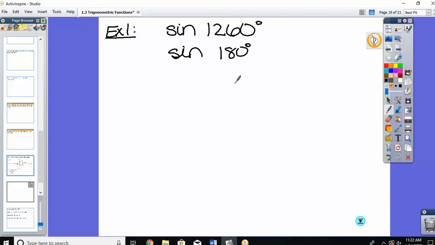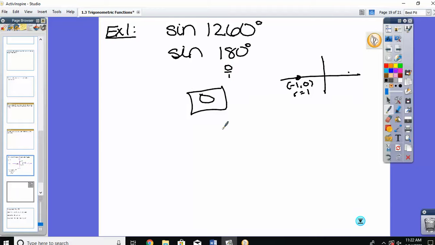So if I'm thinking about 180 degrees, where's 180? 0, 90, 180. What would be the ordered pair there? And we know r is always 1. Sine is y over r. So that's 0 over 1, which is 0. Okay, so even though you could just quickly do that on a calculator, please work it out by hand because that will help us when we get to uglier things later on.